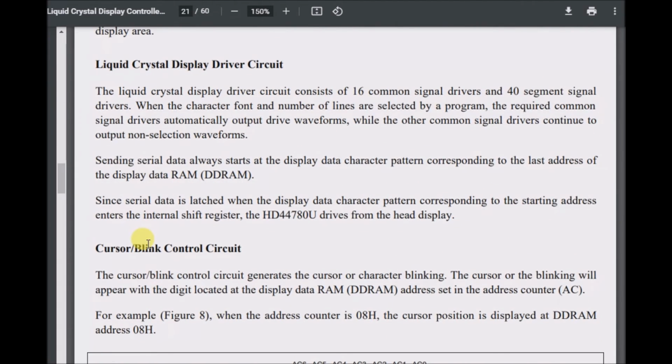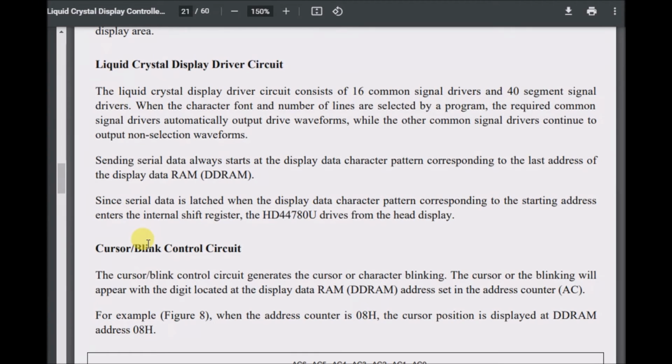Liquid crystal display driver circuit. The liquid crystal display driver circuit consists of 16 common signal drivers and 40 segment signal drivers. When the character font and number of lines are selected by a program, the required common signal drivers automatically output drive waveforms, while the other common signal drivers continue to output non-selection waveforms.